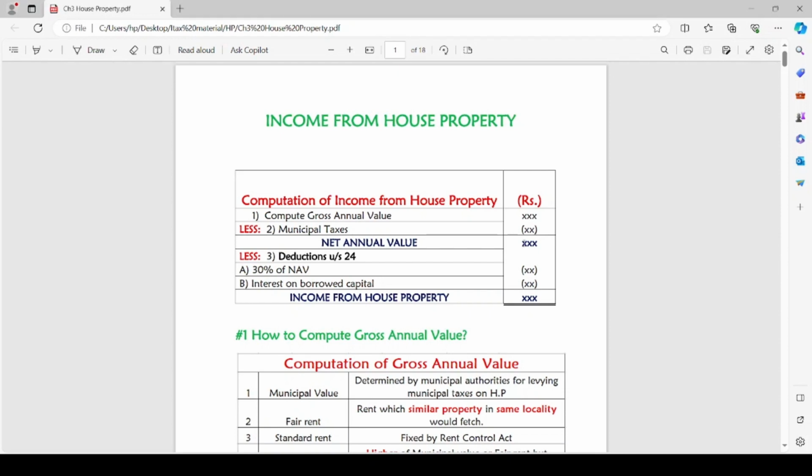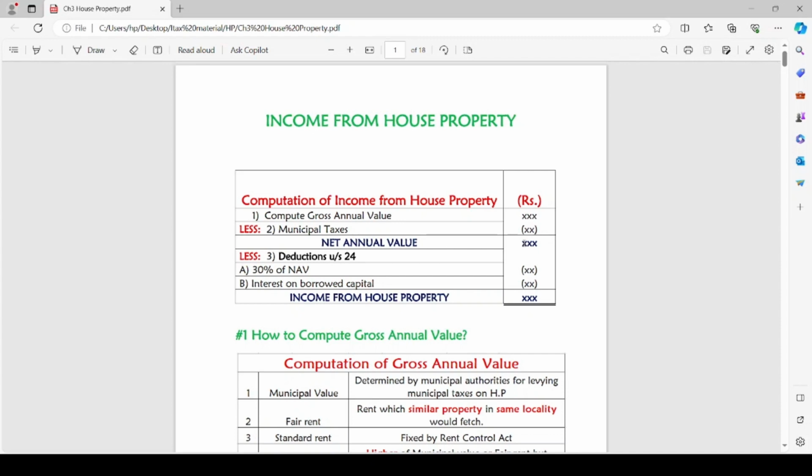Computation of income from house property. To compute the income from house property, we have 3 steps. The first one is computation of gross annual value. The second step will be deduction of municipal taxes. We will arrive at net annual value after deducting municipal taxes from gross annual value.